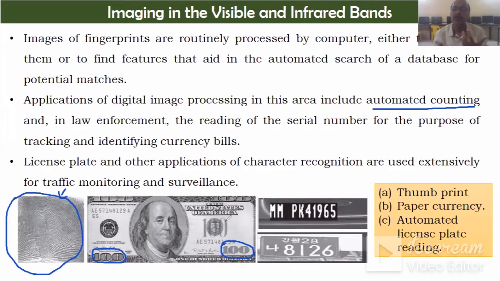So how will this be possible? This will be possible due to the automatic counting technique. Okay, so this is one of the major applications of digital image processing in the banking sector. In law enforcement, this is also useful for reading the serial number for the purpose of tracking.